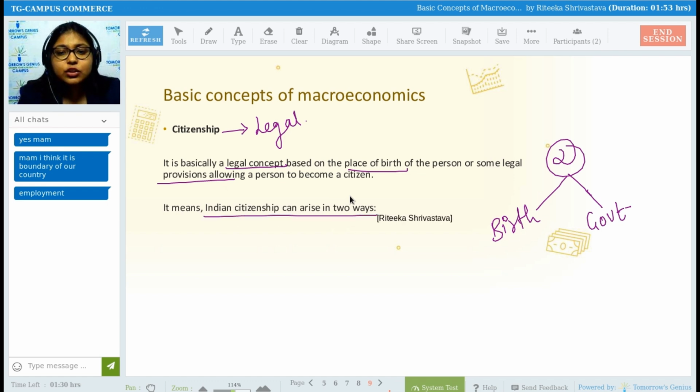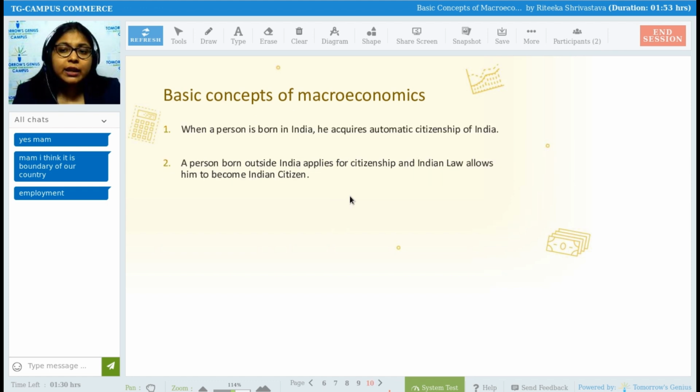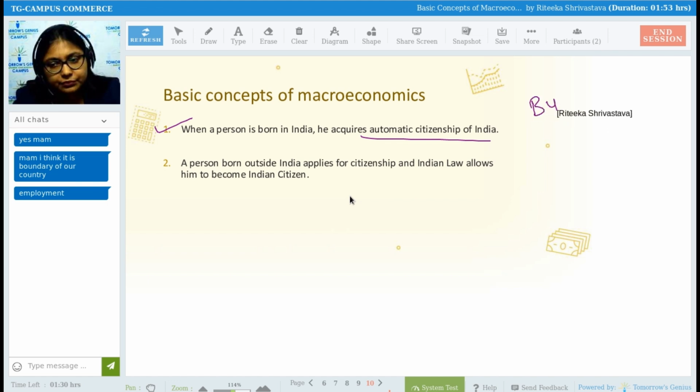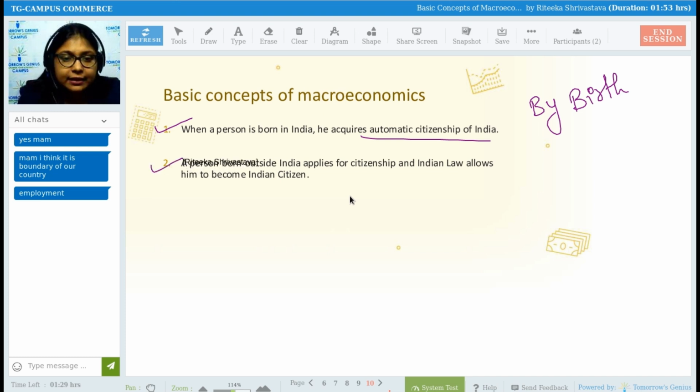So it means Indian citizenship can arise in two ways. If anybody wants to become a citizen of India, there are two ways. First, when a person is born in India, he acquires automatic citizenship of India. So first, by birth. By birth, you become a citizen of the country, a citizen of India. And second, a person born outside India applies for citizenship and Indian laws allow him to become an Indian citizen.